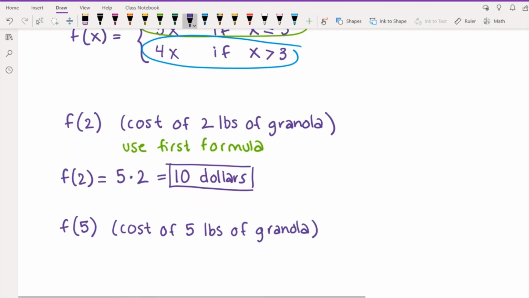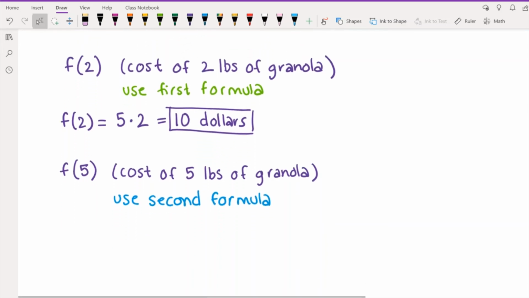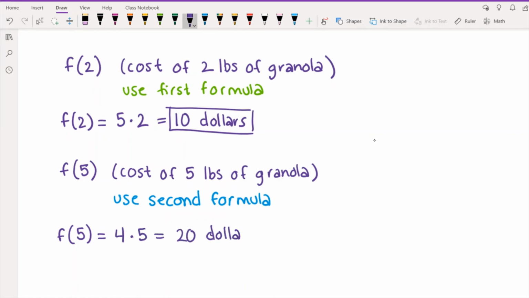And so for this one, we want to use the second formula, right? Because 5 is a bigger number than 3. So that points us to the second formula. And so the second formula is 4 times x. So now we would have 4 times 5. And so we would get $20. I don't know who's out there buying $20 of granola, but I guess 5 pounds is a lot of granola. Maybe that's for like a large family or something.